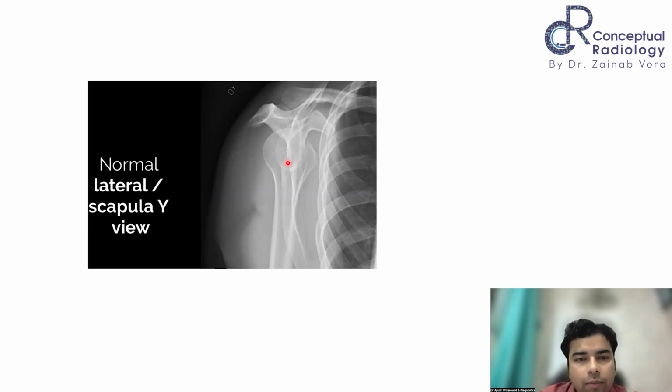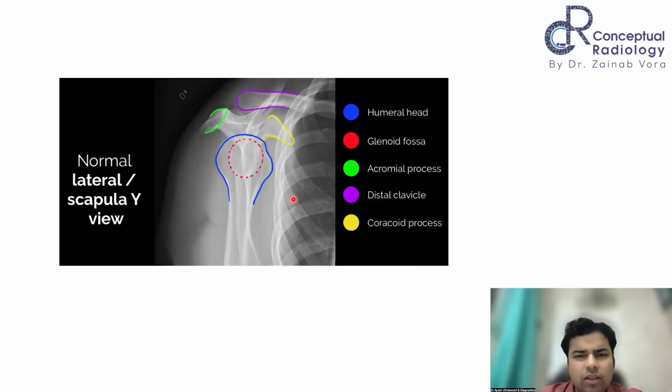So this is a normal scapular Y view. There are a lot of bones which are overlapping in this case. This is the coracoid process. This is the spine of scapula. This is the acromion process. This is the clavicle. This is the scapula basically, and this is the proximal humerus, which is overlapping over this. So just to get things clear, I've annotated these.